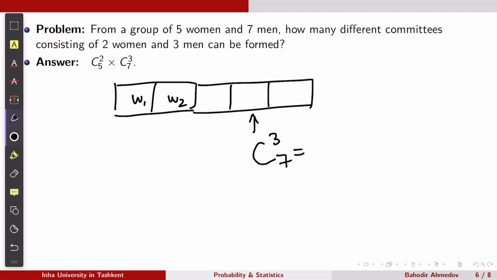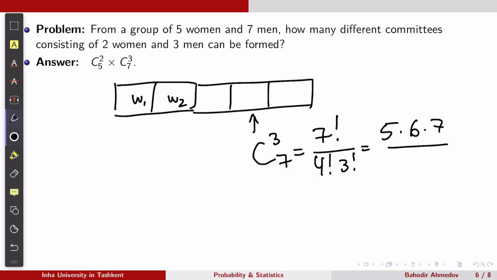Let's calculate this. It's going to be 7 factorial divided by 4 factorial times 3 factorial, since 7 minus 3 is 4. If you divide 7 factorial by 4 factorial, it's going to be the multiplication of 5, 6, and 7. And we have to divide this by 3 factorial, which is simply 6. So it's going to be 35.